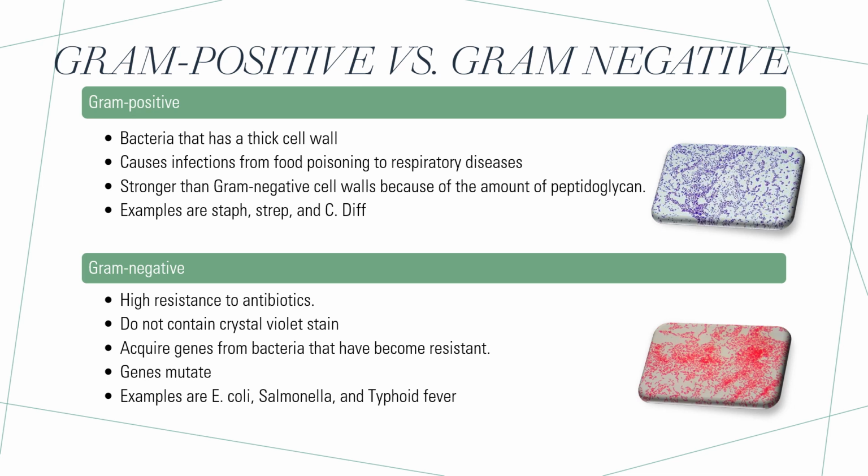And then you have gram-negative, and these are your bacteria that have a high resistance to antibiotics, which is really bad. They're a lot harder to kill out and get rid of. They do not contain the crystal violet stain, and they acquire genes from other bacteria that have become resistant. Their genes do mutate, and some examples of these are E. coli, salmonella, typhoid fever, the bad stuff. As you can see on the slide to the right, they stain a reddish, pinkish color.